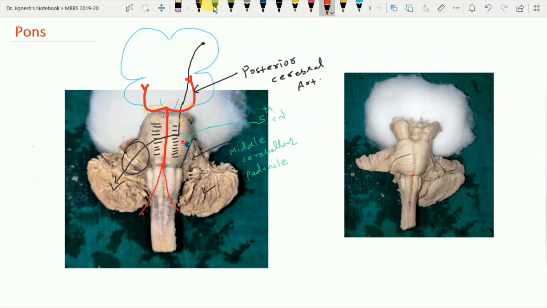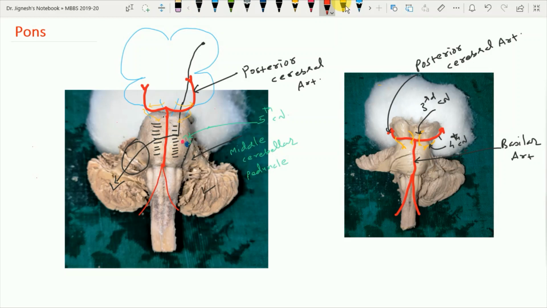So here in this figure we can see the vertebral arteries of both sides. They fuse to form the basilar artery, which runs along the basilar groove, and at the upper border of the pons it divides into two terminal branches. These are the posterior cerebral arteries, and these two posterior cerebral arteries wrap around the midbrain, sandwiched between the third cranial nerve above and the fourth cranial nerve below.